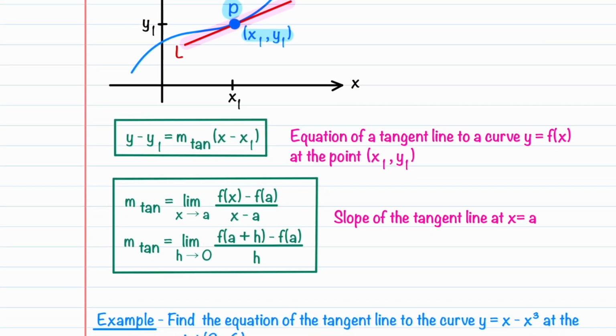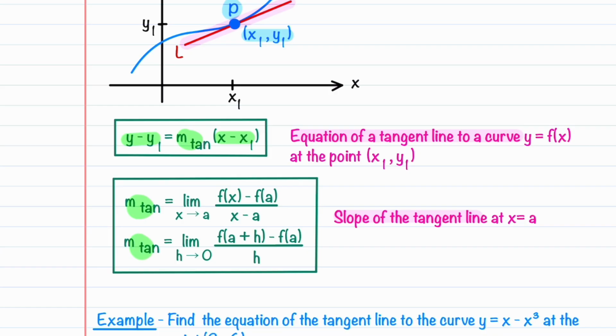The formula for the equation of a tangent line to a curve is y minus y1 is the slope of the tangent line times x minus x1. That's a really great formula to memorize. When we find the equation of a tangent line, most of our time is going to be spent actually finding the slope of the tangent line, and that slope using a limit definition can be defined in two ways.